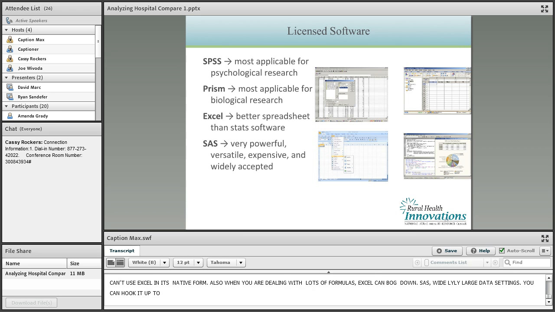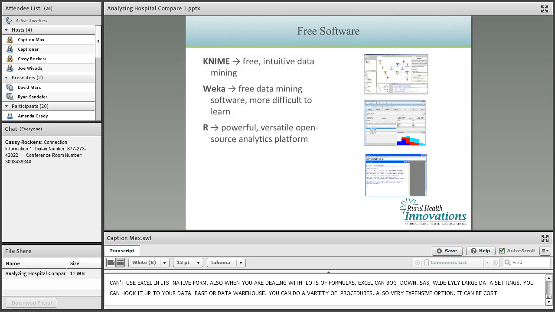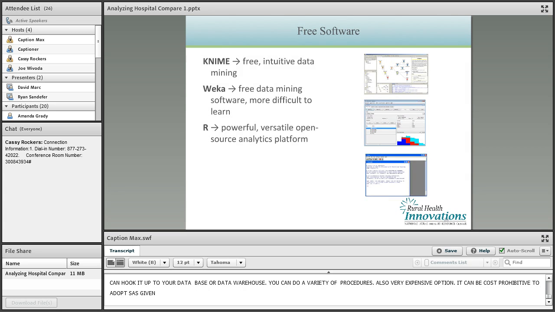PRISM is widely used in biological research and also used in laboratory medicine. It has built into it the various modules that are necessary for reporting out to the regulatory agencies for labs, such as CLIA, for instance. But it does have its limits, similar to SPSS, when you use large data sets, in that it can get relatively bogged down.